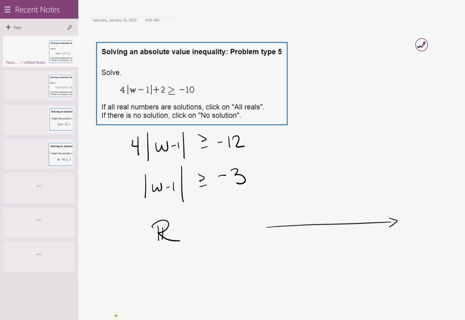On the number line, I would simply graph the whole thing. And in interval notation, it's negative infinity to infinity. In handwriting, this is the easiest way to write the answer.